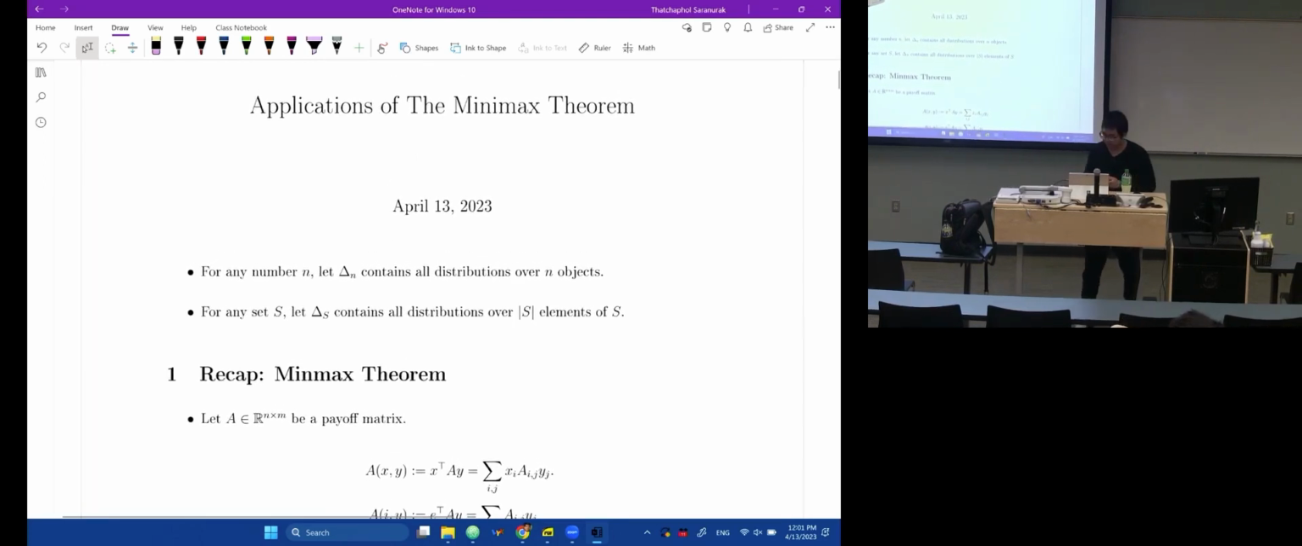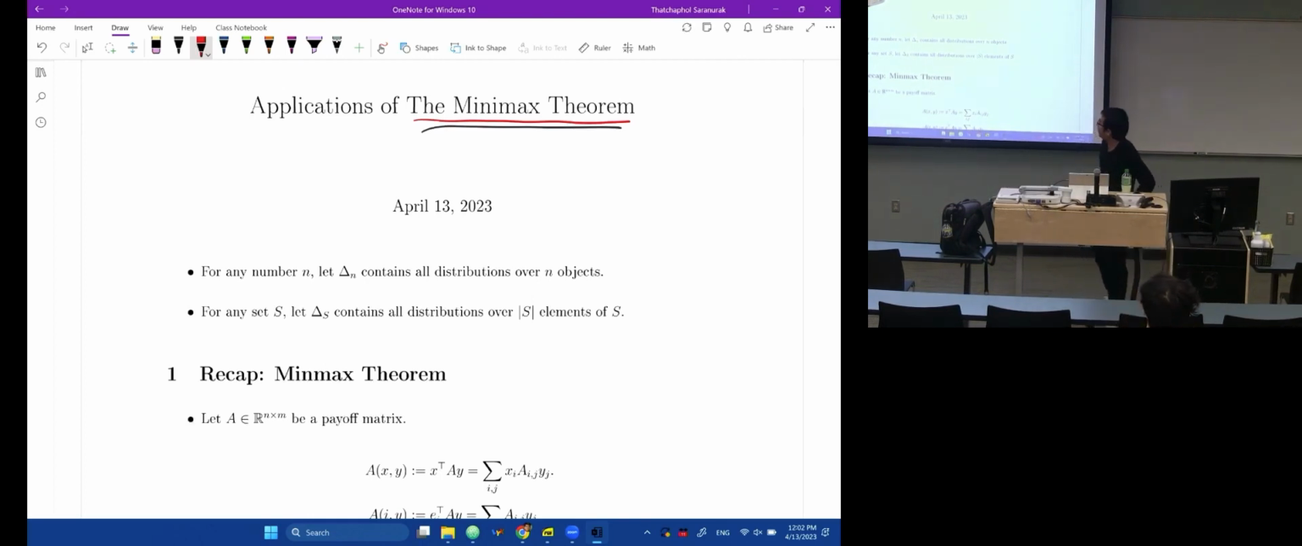Okay, so basically today should be the last class where we learn new things. But it's going to be one of the coolest ones. Today we will look at this application of the Minimax theorem. Last time we learned what this theorem is, right? And today we will see how useful it is.